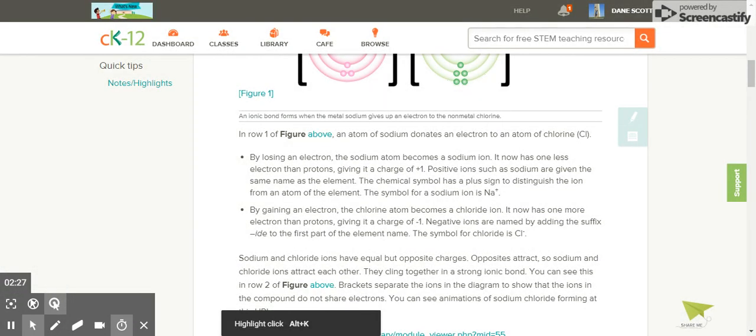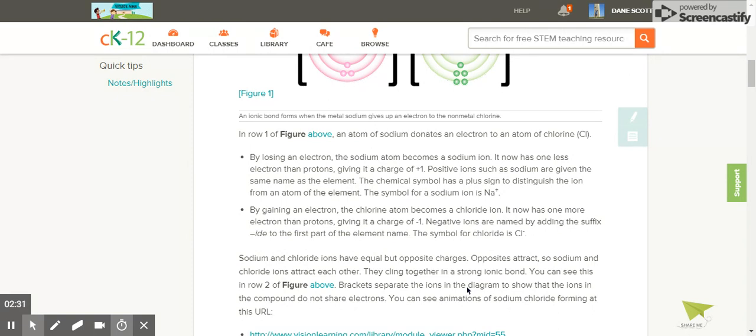By gaining an electron, the chlorine atom becomes a chloride ion. It now has one more electron than protons, giving it a charge of negative 1. Negative ions are named by adding the suffix "ide," that's basically the ending of the word, to the first part of the element name. The symbol for chloride is Cl negative.